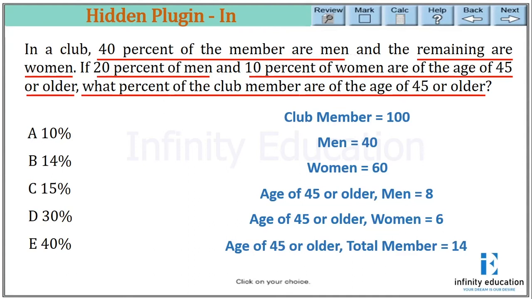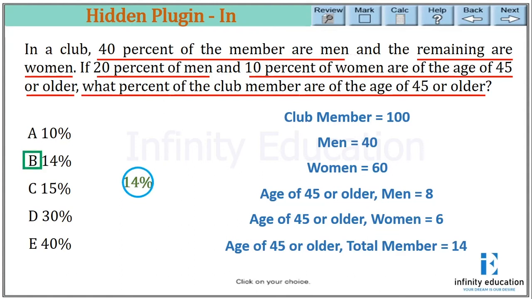So now the question is, out of 100, because I have considered the total club members as 100. So the total members I have taken as 14, like the total is 14 for those who are 45 or older. So it is 14% only. So B is the answer to the question. I hope the thing is clear to you.